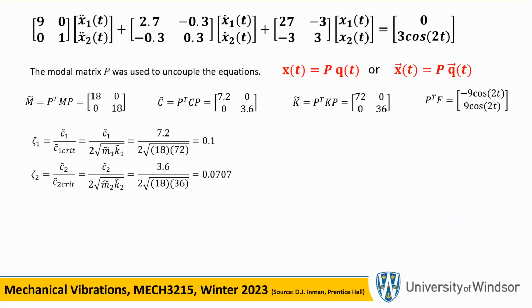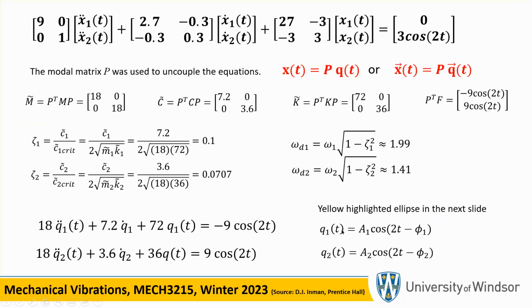Wait, let's go back. I made a comment here that this A1 and Phi1, A2 and Phi2 depend on the initial condition. I'm really sorry. This is the steady state response that we're talking about. Go back to your note from a steady state response of a harmonically loaded single degree of freedom system. You see that there are no initial conditions built into them.